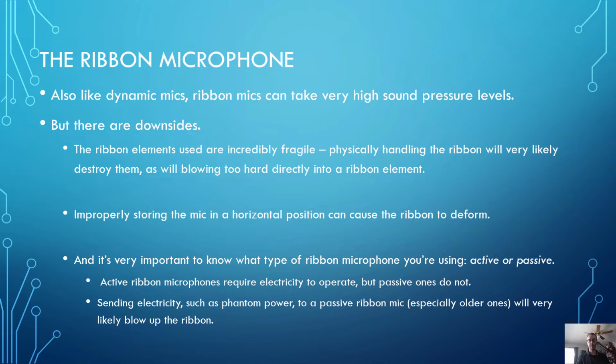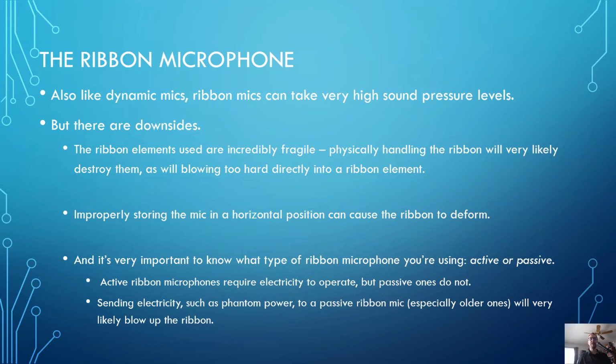Improperly storing the ribbon horizontally, so that the ribbon is just going across, it can actually deform by gravity and start to bow, which will affect the frequency response. And most importantly, it's very important to know what type of ribbon microphone you're using. There are two types. There's active and passive. Active ribbon mics require electricity to operate, generally because they have better transformers and require more power in order to convert the signal from the ribbon into something usable. Passive ribbon mics, however, do not.